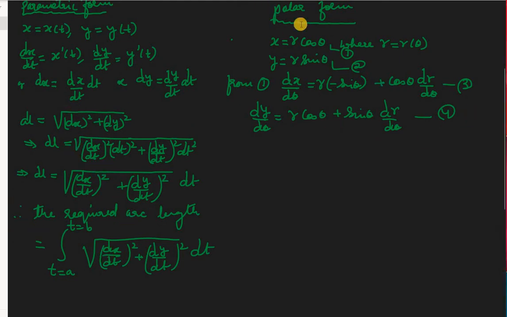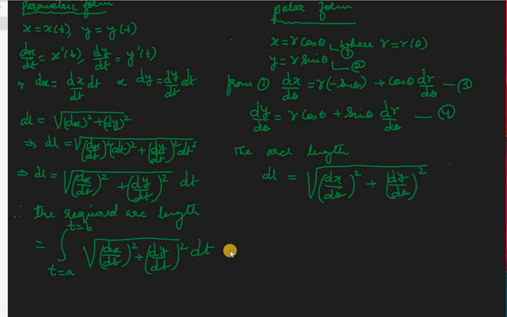So now let us substitute it in that parametric equation, but here you can see that in place of t it will be theta. So the arc length dl will be equal to the square root, in parametric form, with t replaced by theta: dx d theta the whole square plus dy d theta the whole square, into d theta.